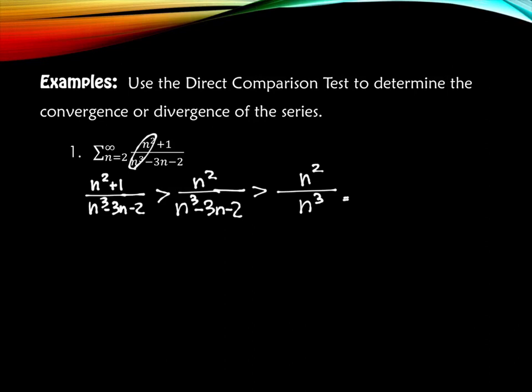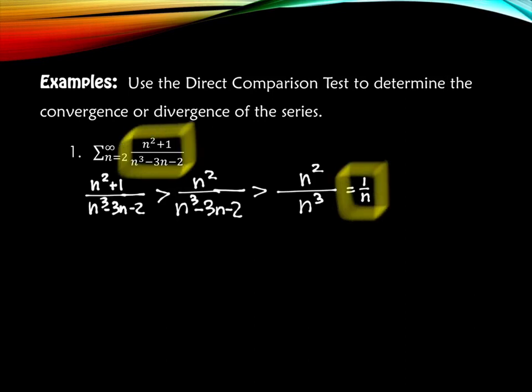At this point, however, I do get 1 over n, which is what I'm wanting to do. So the two pieces that I'm trying to compare now are where I began, so this piece right here with this piece right here. So this piece that I started with is bigger than where I ended. So this is my b sub n.